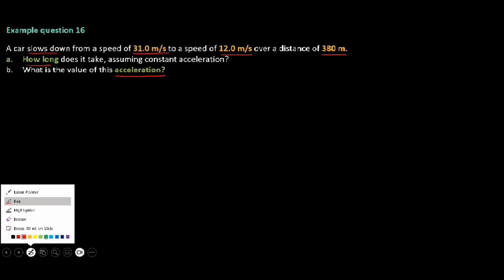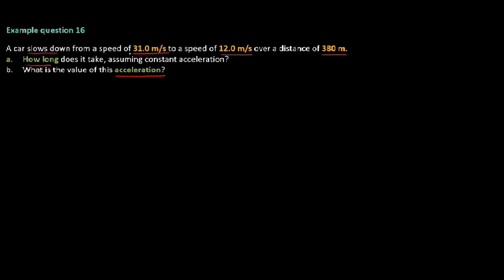So let us first write down what is given to us. I have the initial speed of the car, which is V0, equal to 31.0 meter per second. Then we have the final speed V, 12.0 meter per second, and the distance over which the car travels, which is x minus x0, that is equal to 380 meter.